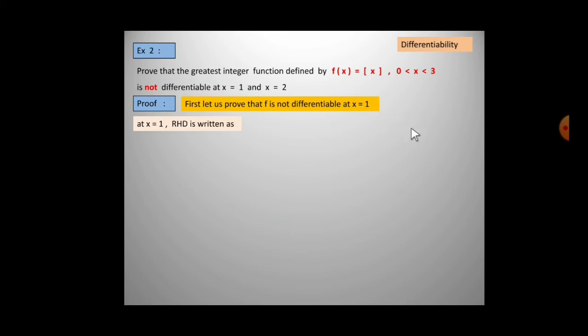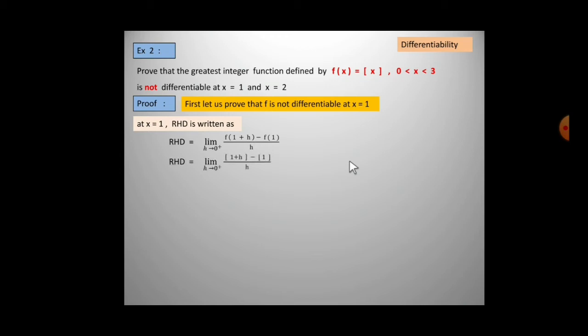For that, the same procedure: right hand derivative, first we have to write the right hand derivative. It is given by the formula limit of f(c + h) - f(c) divided by h, as h tends to 0 plus. This indicates h is more than 0 and approaching 0. So here at the point 1, replace c by 1. That is, RHD is written as f(1 + h) - f(1) divided by h.